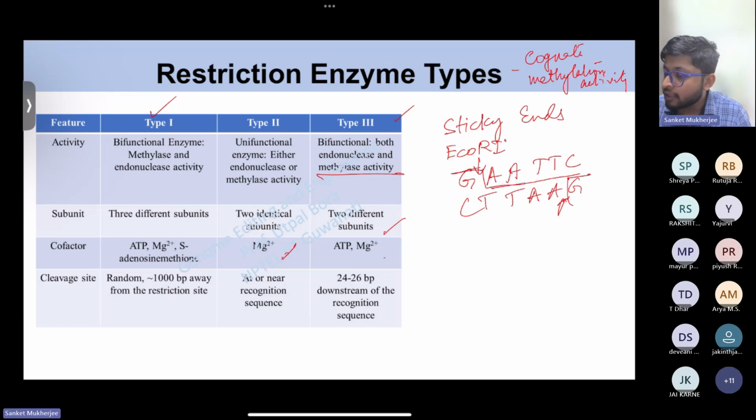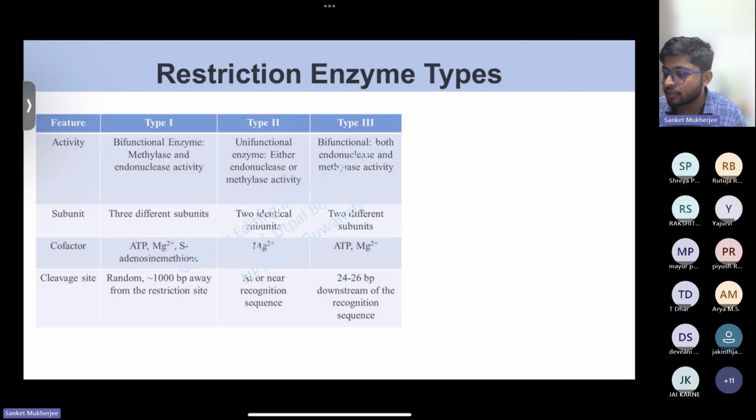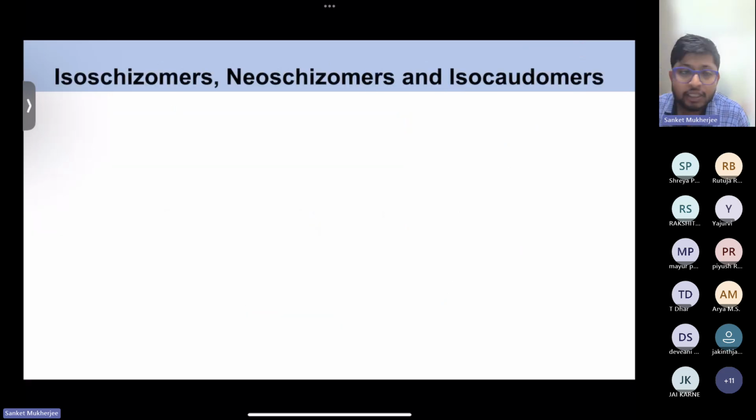Now, if you look at blunt end restriction, an example is EcoRV, which recognizes GATATC, again the same, and it cuts after this T. So a restriction enzyme could be either sticky end or blunt end. These are the concepts of sticky end and blunt end. Then the enzymes could be isoschizomers, neoschizomers, or isocaudomers.